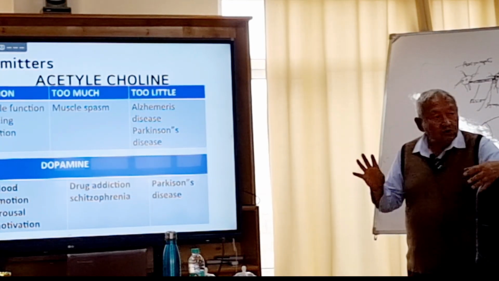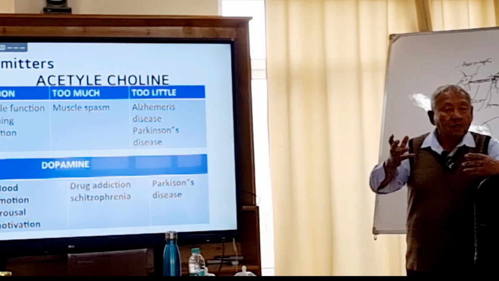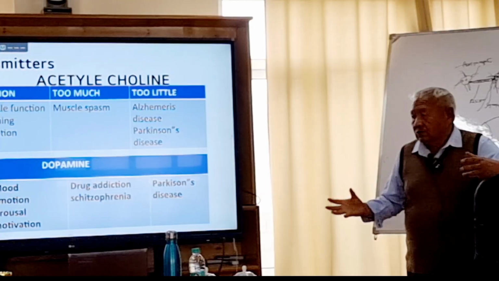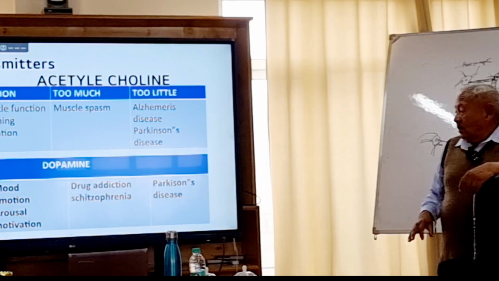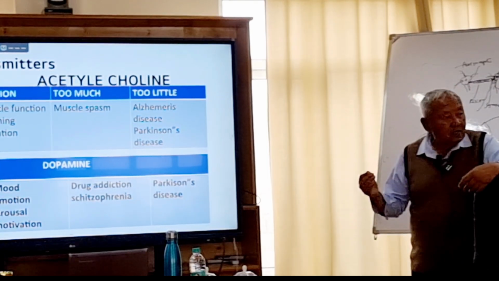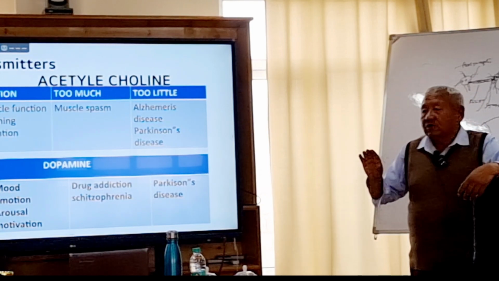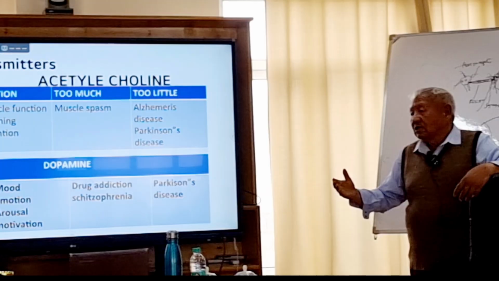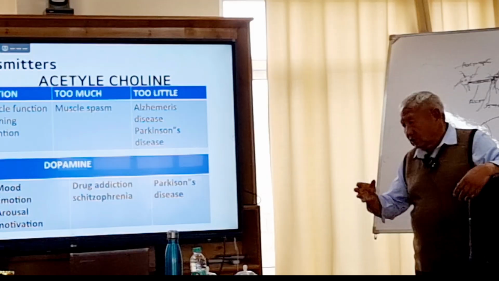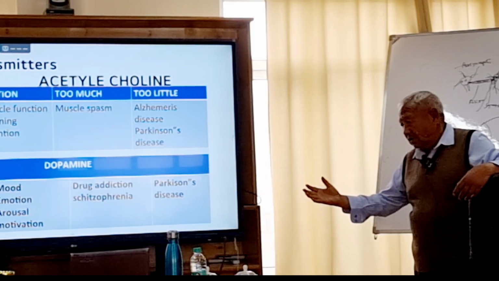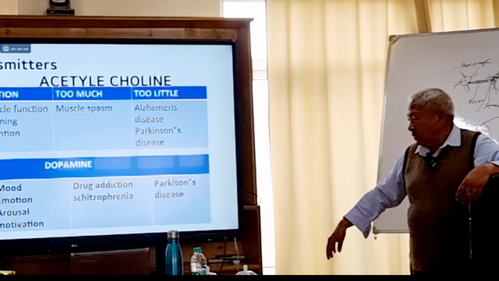And also schizophrenia, the psychosis you know of, where you see delusions, hallucinations, very aggressive behavior. That's also caused by excessive dopamine. If it is too little, then it causes Parkinson's disease. If you remember, in Parkinson's disease, we give a drug, levodopa, which converts into dopamine. Because there is less dopamine, we try to give this. So, Parkinson's disease.